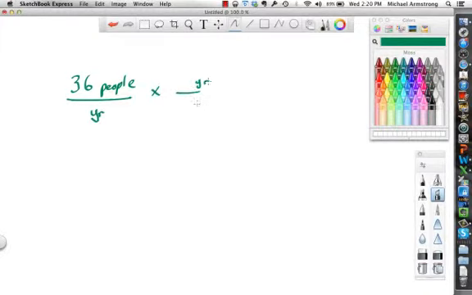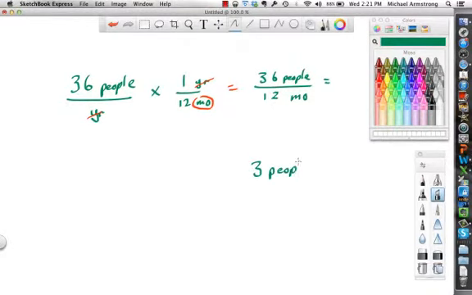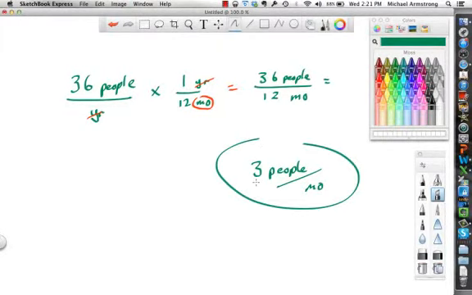We'll put years on the top and months on the bottom. And then I say, oh, well, there are 12 months in 1 year. Okay, and then my years cancel. That leaves me with the months. 36 times 1 is 36, and I still have people. And now I have months. Months are left, but I also have 12, so it's 36 over 12, and so I have to simplify that one more time. 12 goes into 36 3 times, so that's 3 people per month. Does that make sense? 3 people per month, per 1 month.